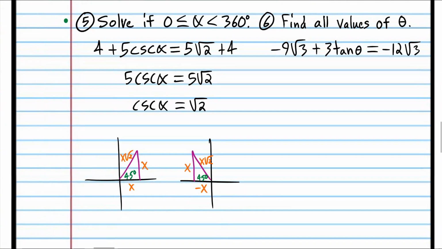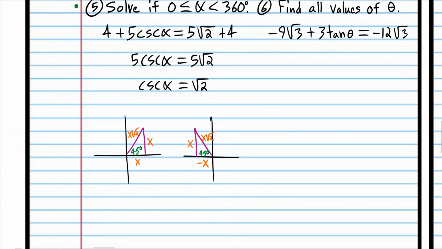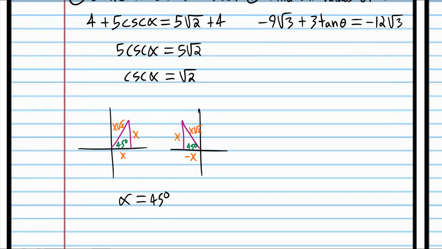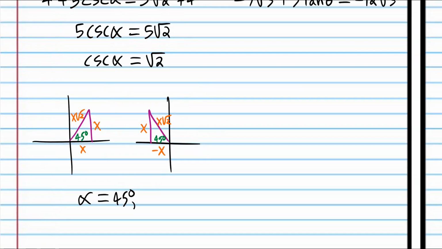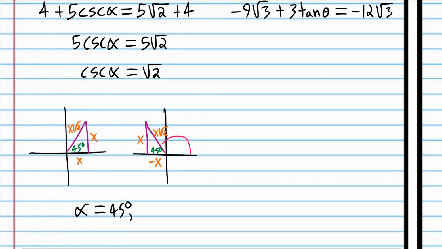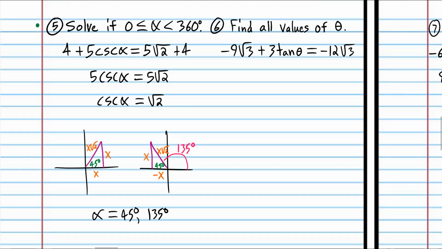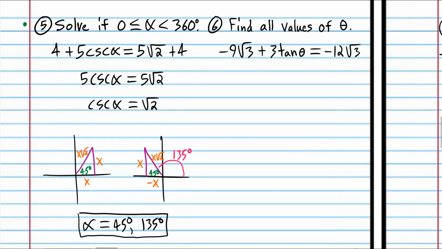So one of our solutions is 45 degrees. That's the first quadrant solution. And the other solution is this solution here. We find that by subtracting 45 from 180, and we get 135 degrees. So if you got that one right, excellent. So go ahead and try number 6. And when you come back, we'll do it together.